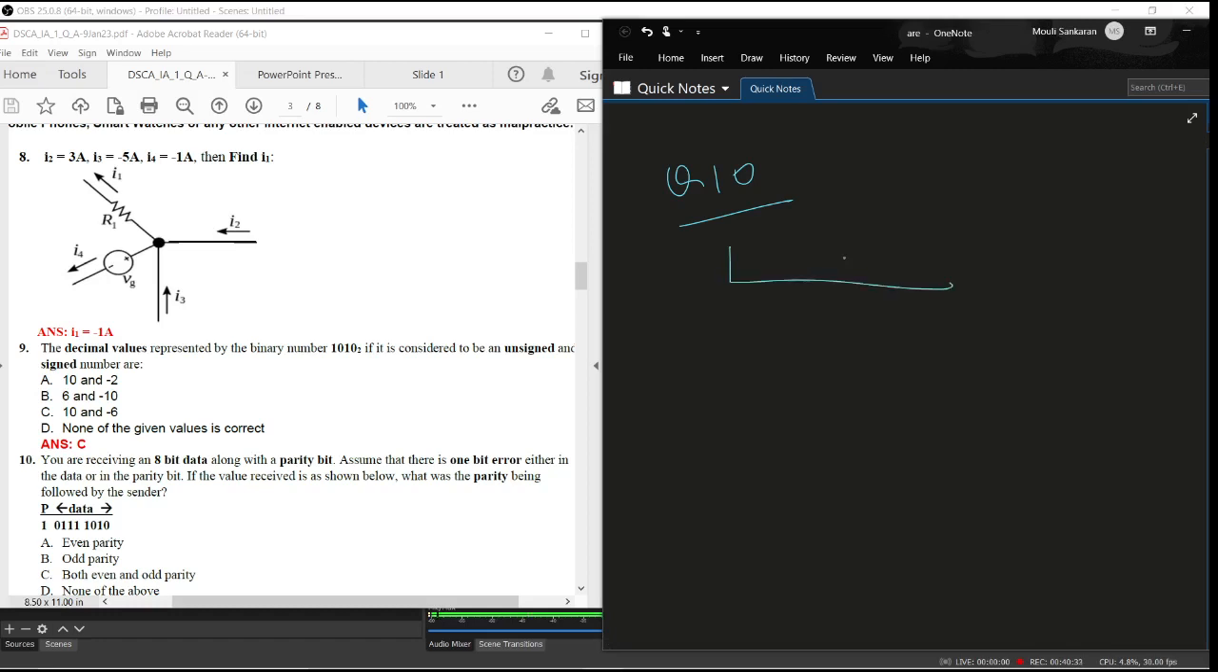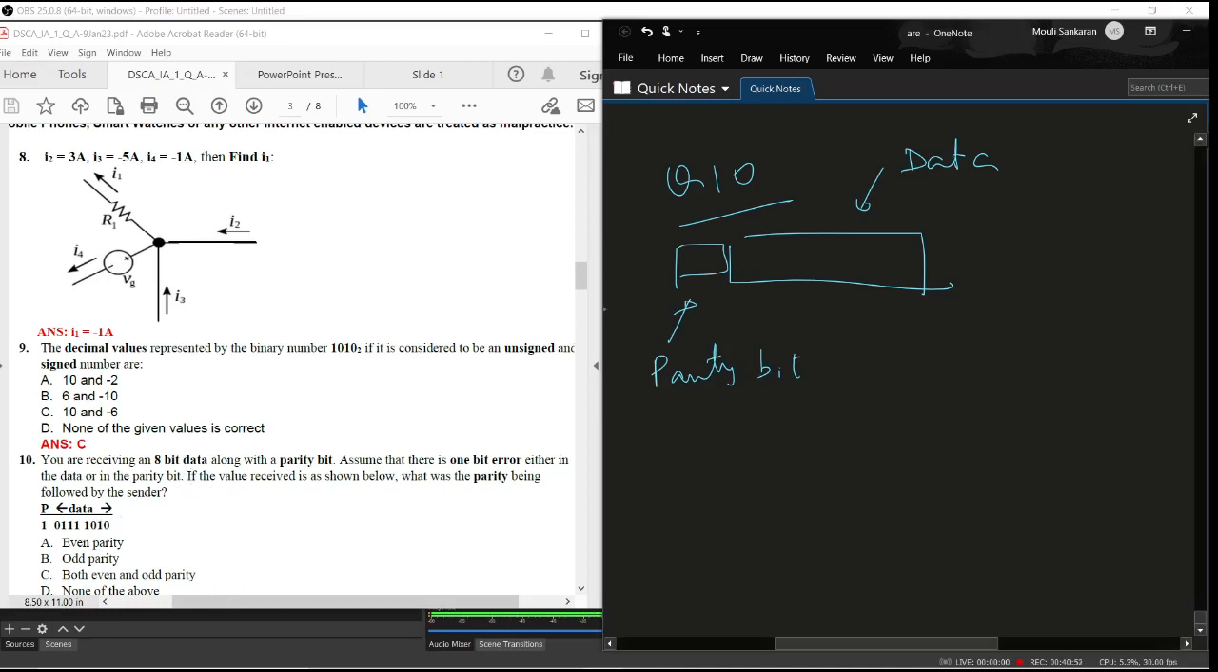Before I start, let us recall whatever we know about parity. This is a parity bit. There is always one bit which is for parity. Data could be any number. Now, in our case, it's an 8-bit number. So, 0, 1, 1, 1 and 1, 0, 1, 0 is the data portion. And there is a parity bit also identified, which happens to be 1 here.